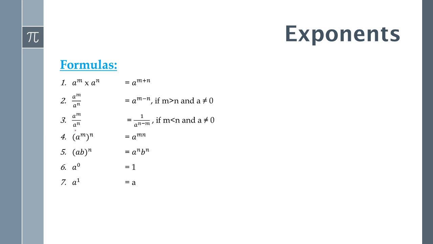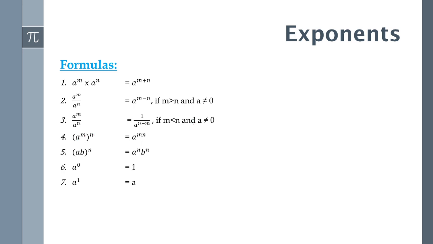A to the power of m by a to the power of n is equal to 1 by a to the power of n minus m. So what is the difference here? Both the formulas are similar, but the output is not similar. Why? If m is less than n, means n is greater, then this is the formula. If m is greater, then this is the formula, right?